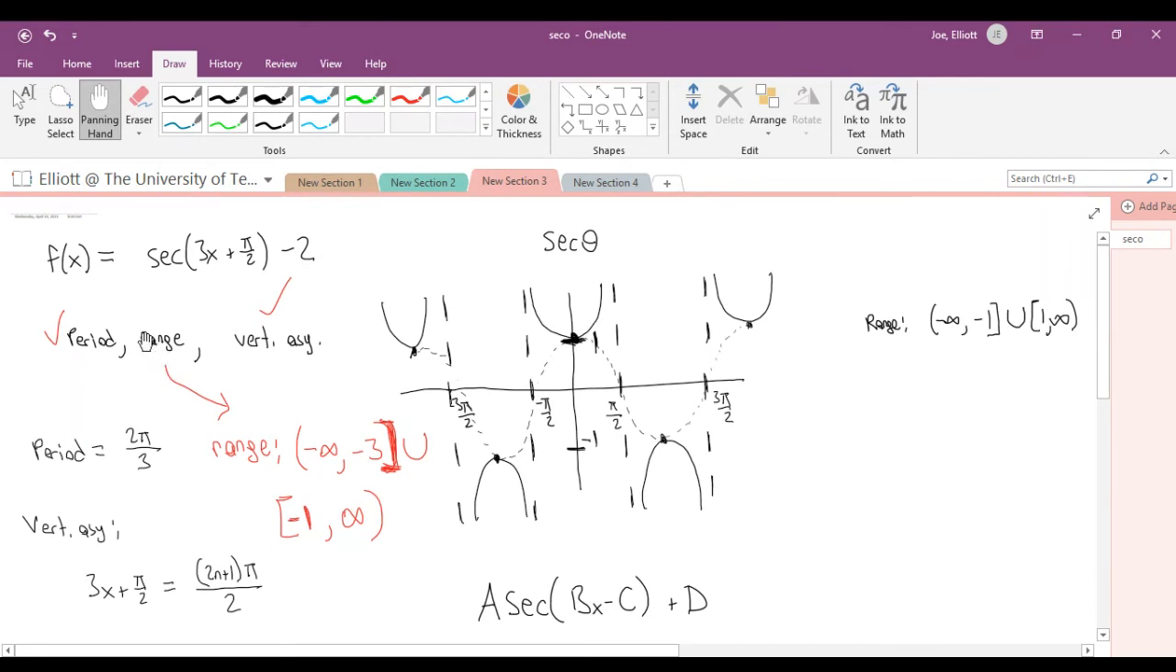So that's how you could figure out the range of, say, a secant function. If you just keep in mind what the range of the original secant function was, and then if there's a vertical shift, you can incorporate that vertical shift into the range, okay?